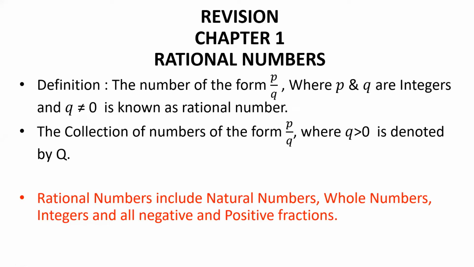Definition of rational number: a number of the form p upon q, where p and q are integers and q is not equal to 0, is known as a rational number. The collection of numbers of the form p upon q, where q is greater than 0, is denoted by capital Q. Here q is not equal to 0 and q is greater than 0. Both conditions should be fulfilled. Rational numbers include natural numbers, whole numbers, integers and all negative and positive fractions.